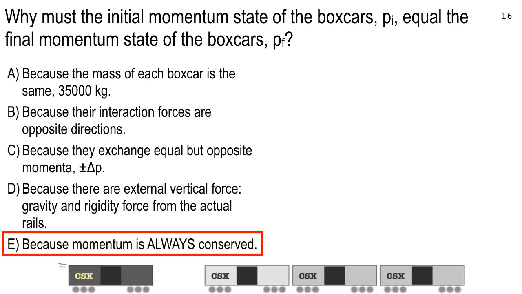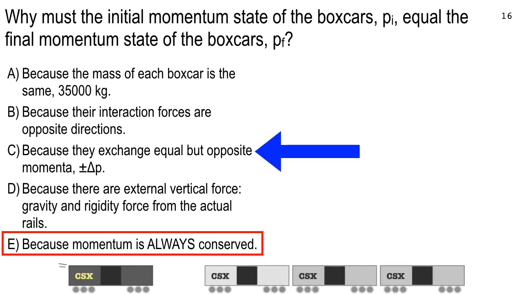However, this answer right here, they exchange equal but opposite momenta, that is actually kosher as well. And that is another way of saying Newton's third law, which is another way of saying that momentum is going to be conserved if there are no unbalanced external forces. So this applies to the horizontal railroad track, but not the tilted one. You've got to distinguish between those two. Roughly 71% of you selected a good answer, and we'll grade that accordingly.